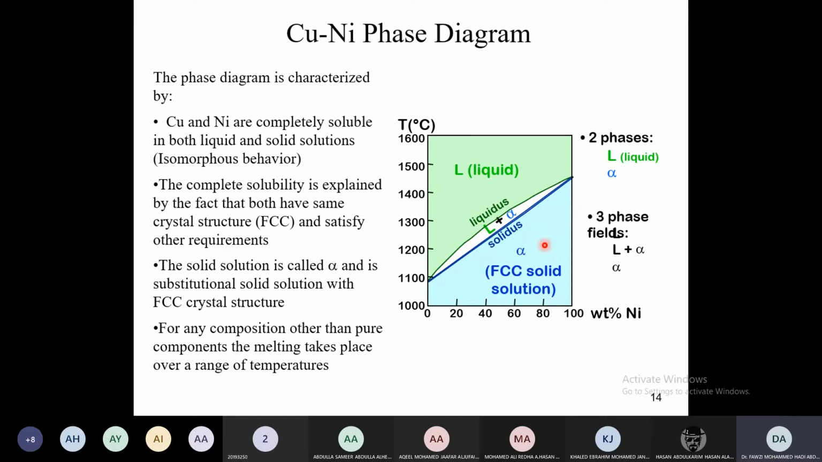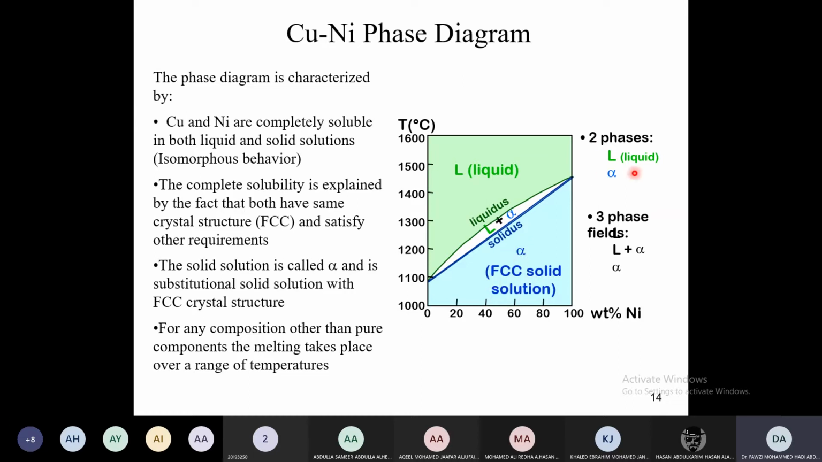Now, you know from chapter 3, from the crystal structures that we studied, what is the crystal structure of the copper? FCC. It is FCC. Also, what is the crystal structure of nickel? It is also FCC, right? Both of them are FCC, and that's why the solid solution which they form is also an FCC.